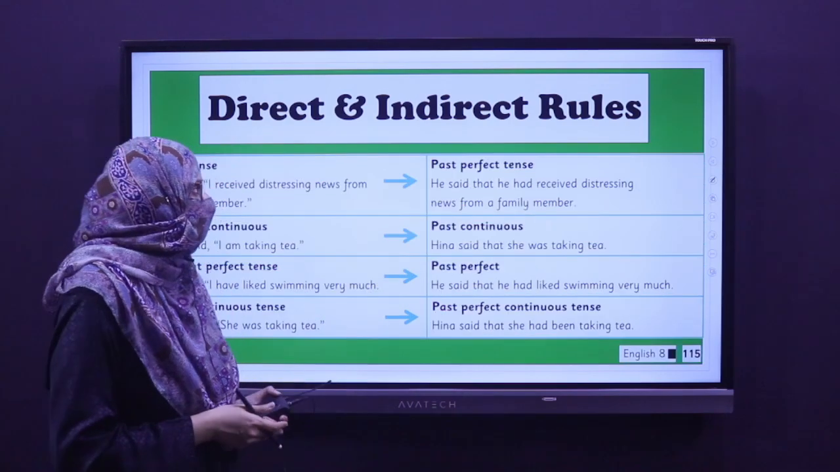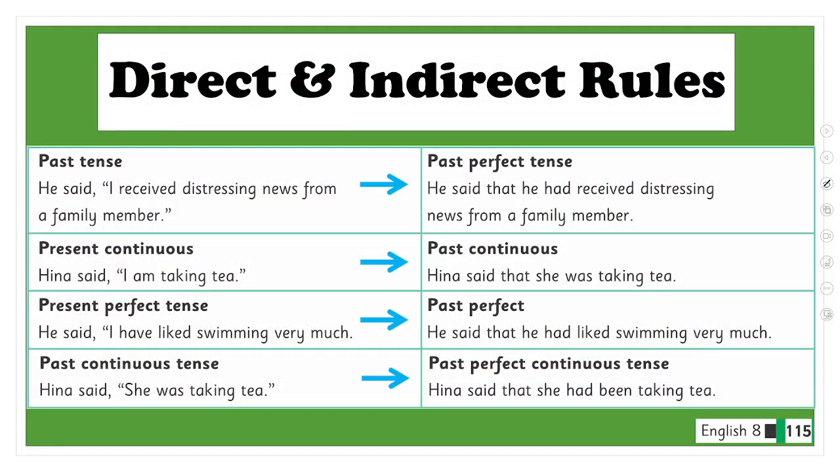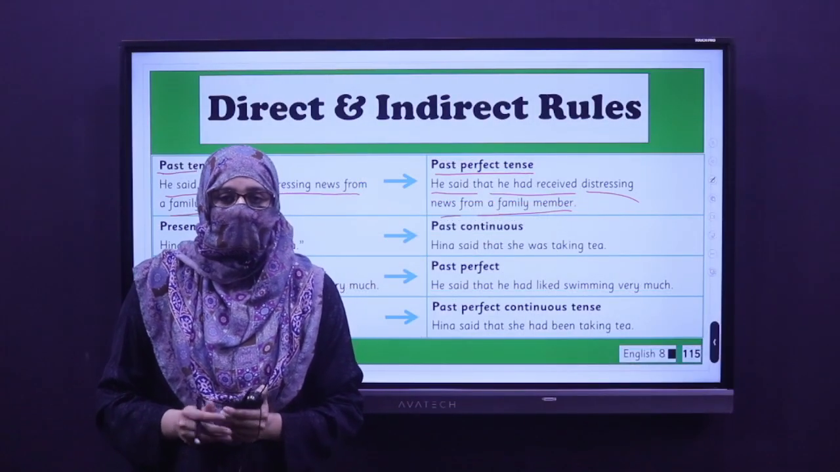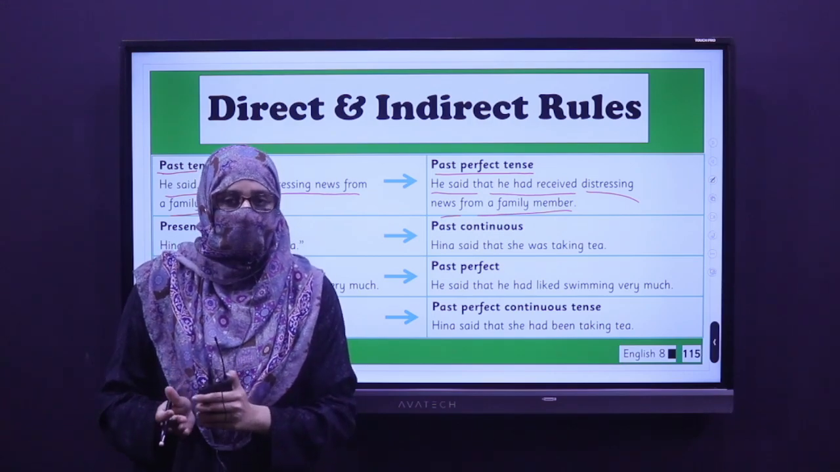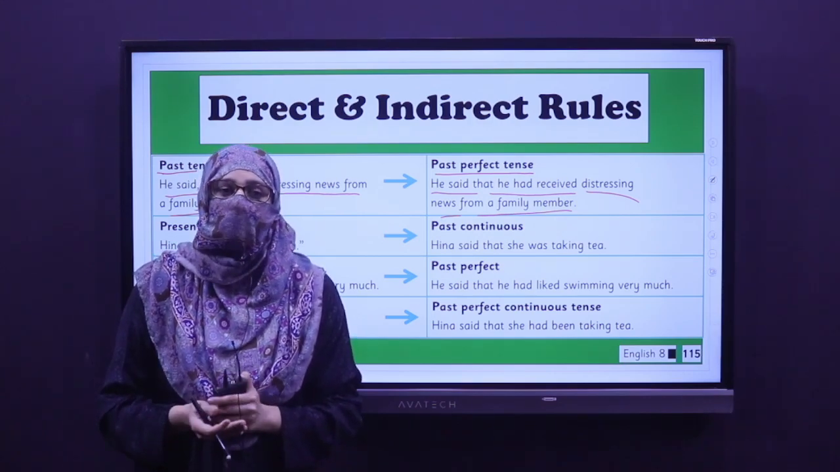आगे देखें. Similarly, the past tense is changed into past perfect tense. He said, I received distressing news from a family member. He said that he had received distressing news from a family member. So, did you see the difference? The present tense is changed into past tense, whereas the simple past tense is changed into past perfect tense.